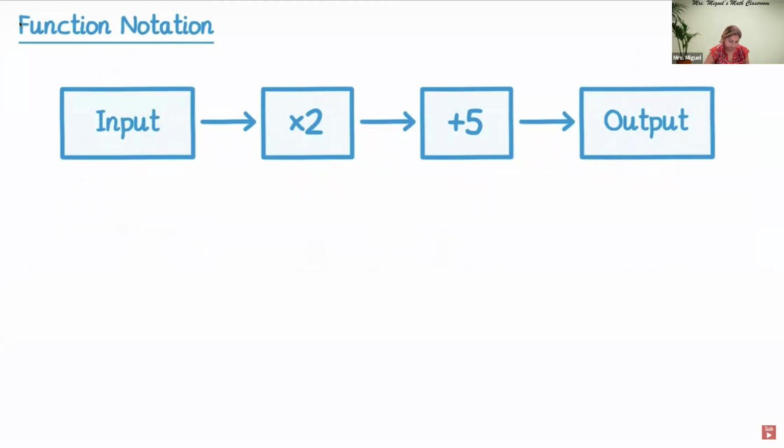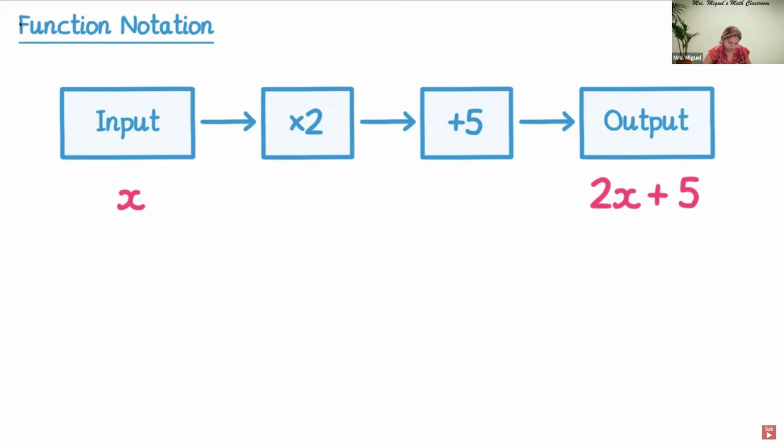Now what about if our input was algebraic? What if it was x? So if the input is x, you times that by 2 first to get 2x, and then you add 5, so 2x plus 5. So when the input is x, the output is 2x plus 5.